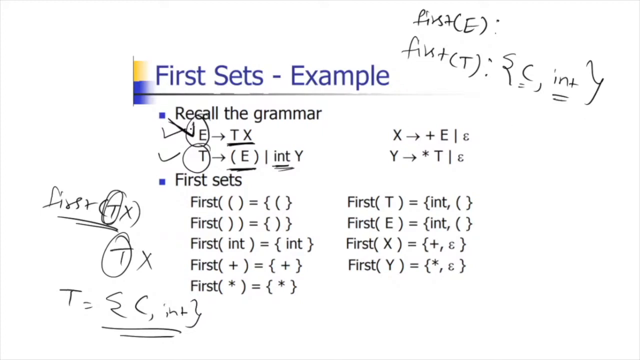Now what is first of E? First of E means first of TX. First of TX means first of T, and first of T means this. So you can just write first of T. So this is your first of E.